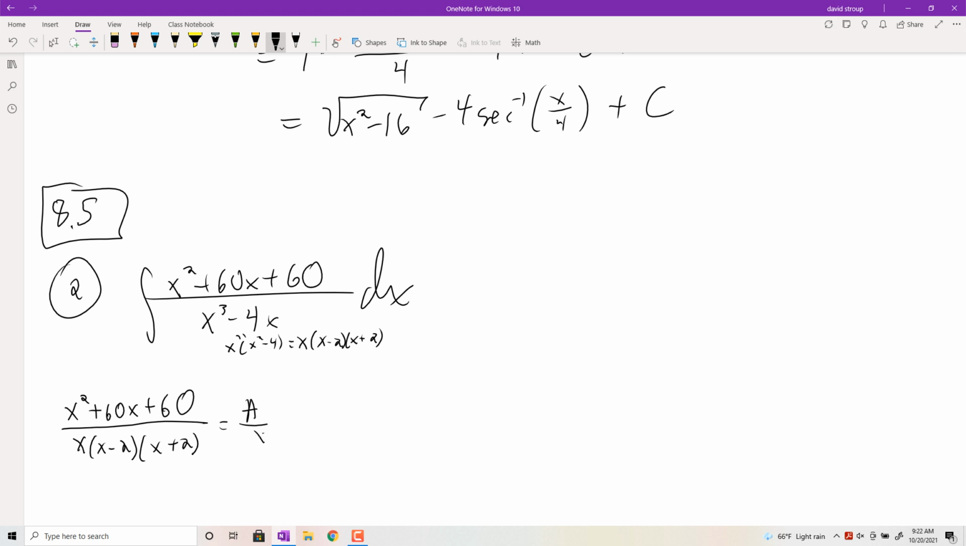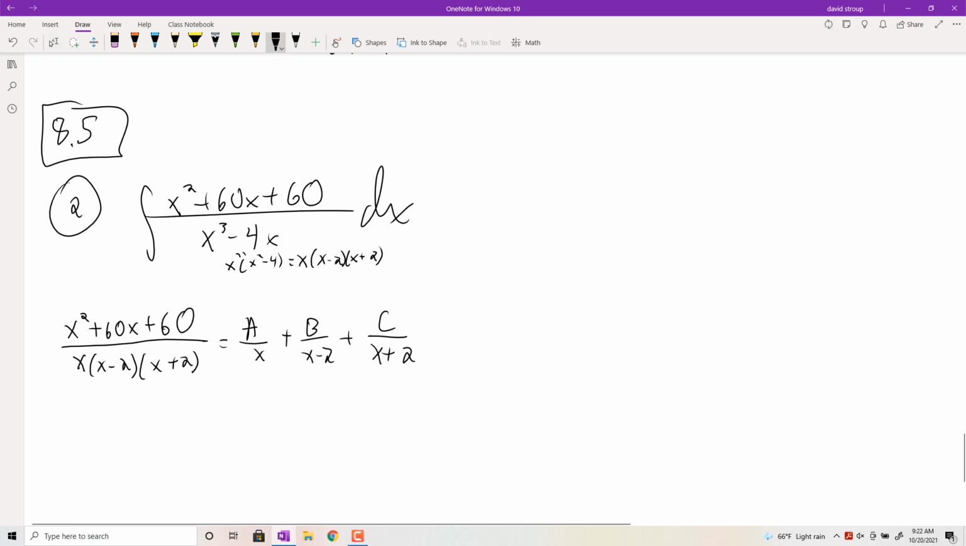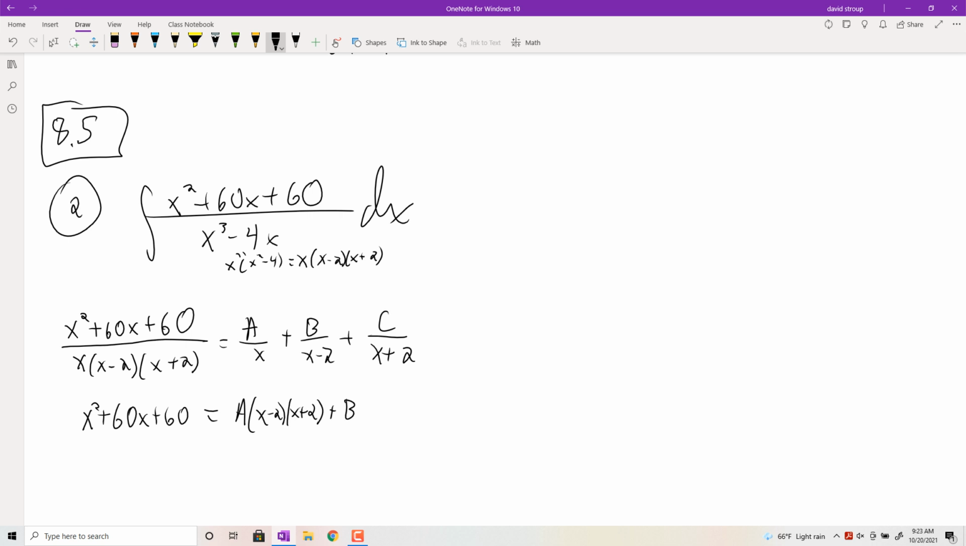Okay, so I have a over x plus b over x minus 2 plus c over x plus 2. Your first step is to multiply through to get rid of all the denominators. So you're going to end up with x squared plus 60x plus 60 equals a times x minus 2 times x plus 2, plus b, the x minus 2's would cancel, so you have x times x plus 2, plus c, and the x plus 2 and the x would be left. So x times x minus 2.